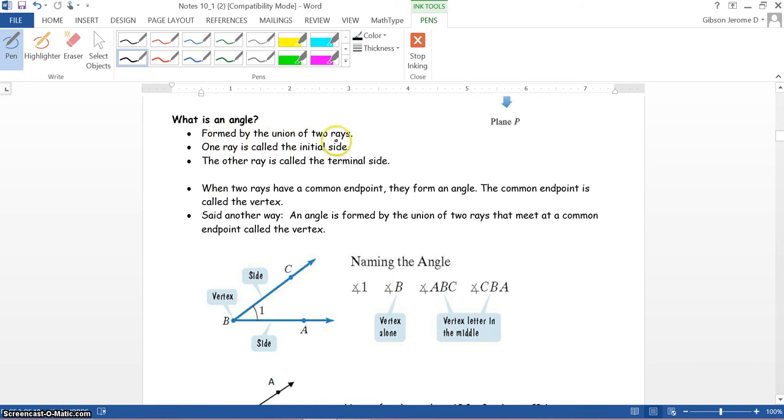An angle is formed by the union of 2 rays. One ray is called the initial side, the other ray is called the terminal side. When 2 rays have a common endpoint, they form an angle. The common endpoint is called the vertex. Said another way, the angle is formed by the union of two rays that meet at a common endpoint called the vertex. You see, we have this ray BA and this ray BC, and they meet here at the vertex.